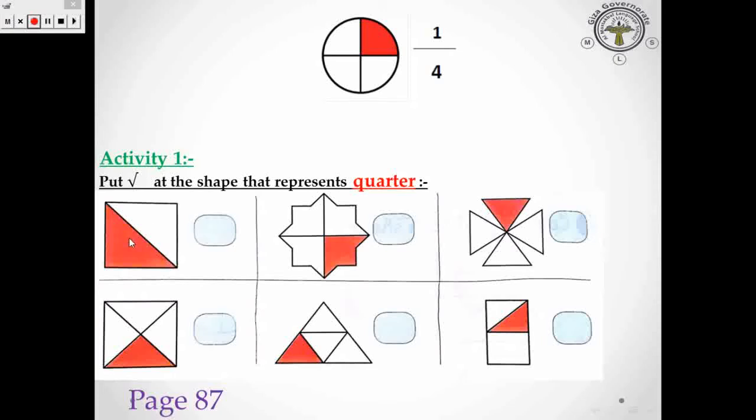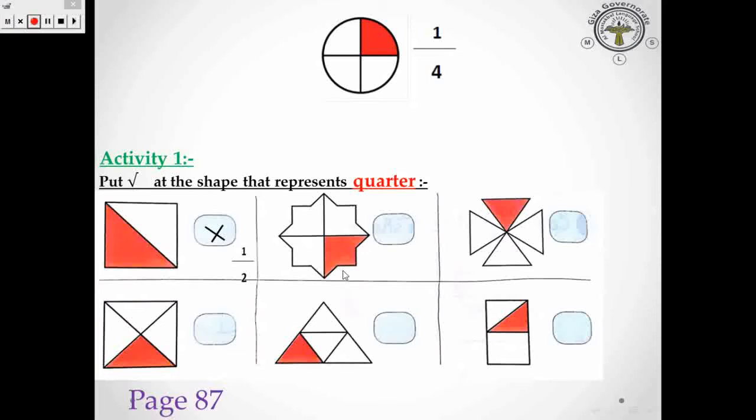Look at this shape. This shape divided into 2 equal parts. How many shaded part? 1. Right, 1 and up. How many total parts? 1, 2. So this shape that represents half. We need the shape that represents quarter.